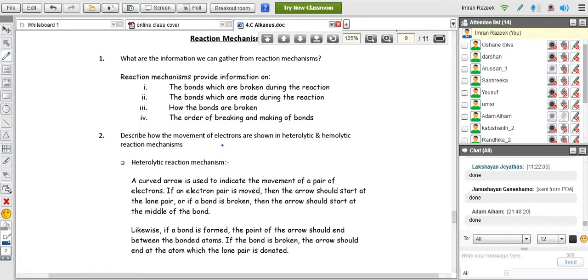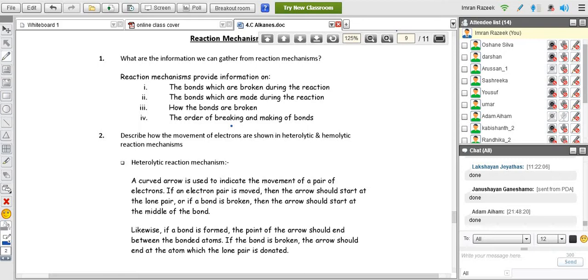Now, always a weaker bond is broken first, and the stronger bond is broken last, and that is the bond breaking process.